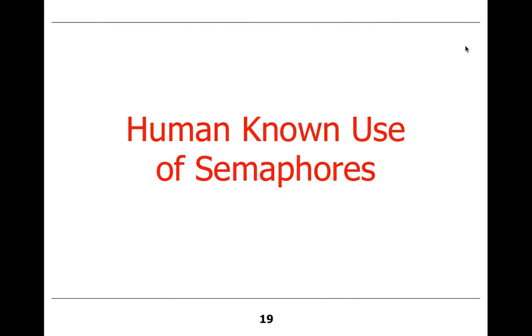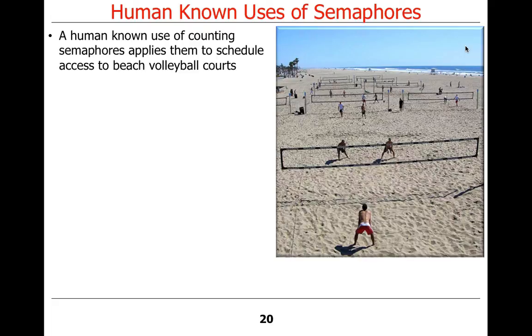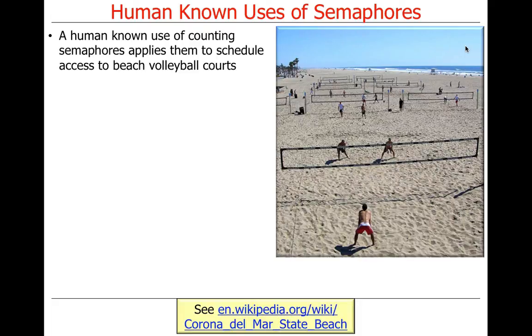Human known use of semaphores. So this is one example that I learned when I was a graduate student in Southern California. We used to go out to a place called Corona del Mar. Here's a picture of Corona del Mar. And this is one reason why everybody took so long to graduate from grad school in California, because you're always at the beach. And the popular thing there to do was to play beach volleyball.